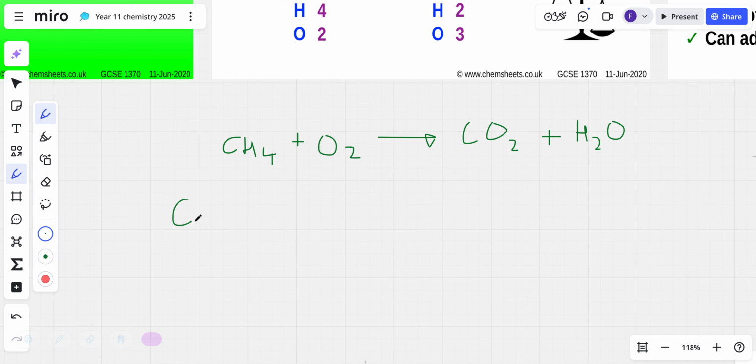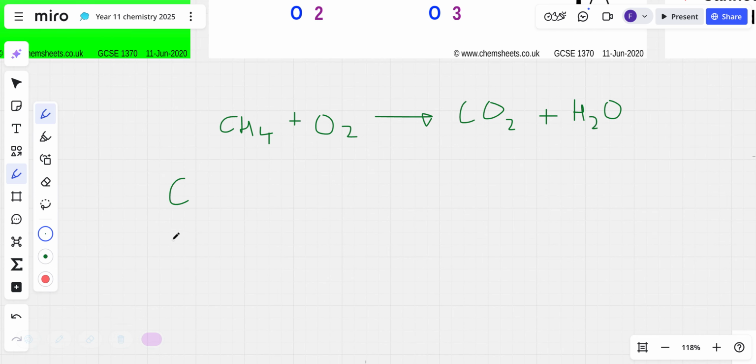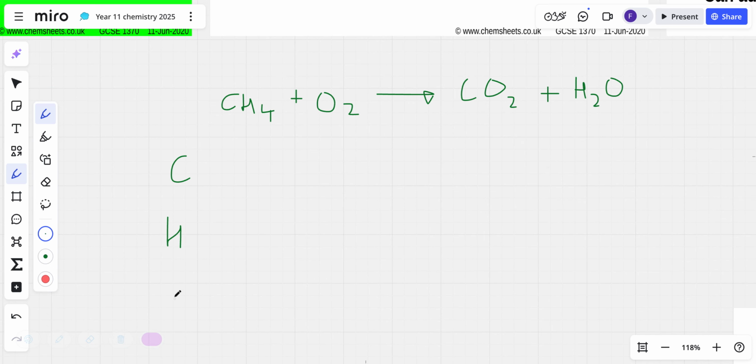So we look at carbons and we look at hydrogens and we look at oxygens. Now on this side, I've got one carbon here, I've got one carbon there. Hydrogens, I've got 4 hydrogens here, I've got 2 hydrogens there. O2, I've got 2 oxygens here, and I've got 2 add 1, 3 oxygens here. It's obviously not balanced.